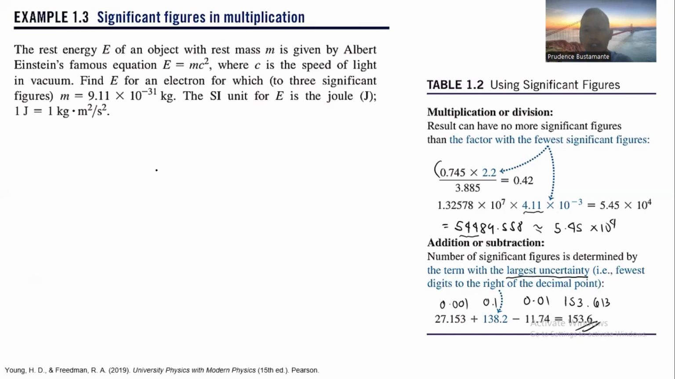Okay, so knowing this, let's look at the problem. The rest energy E, we have read this one already. So we need to find E, which is equal to mc squared. So solution: E is equal to mc squared, which is equal to 9.11 times 10 to the negative 31 kilograms.